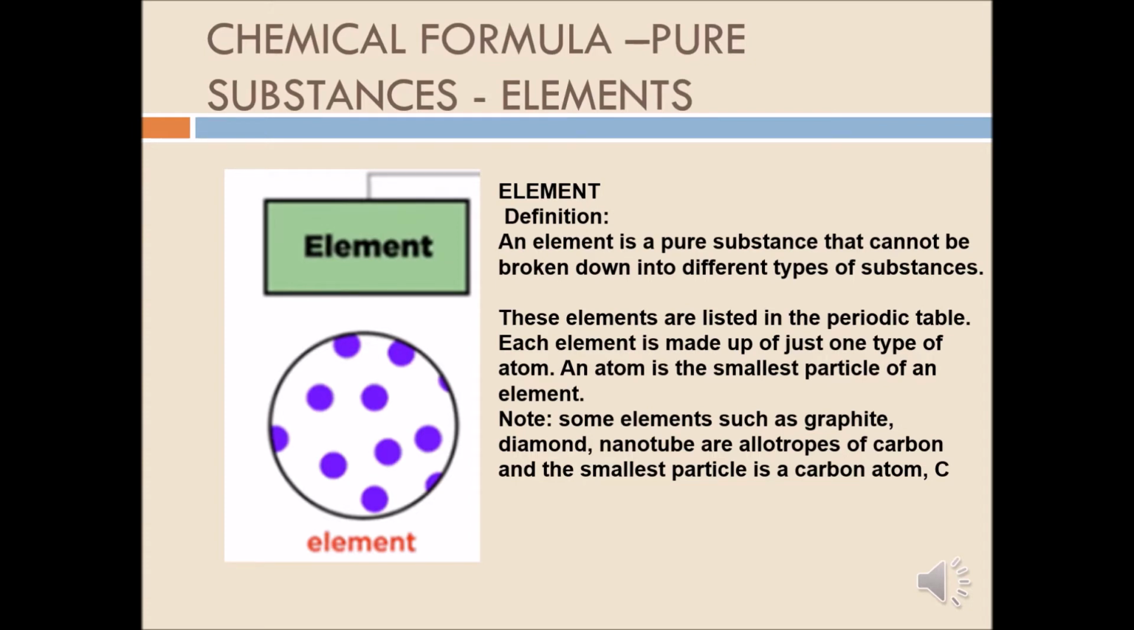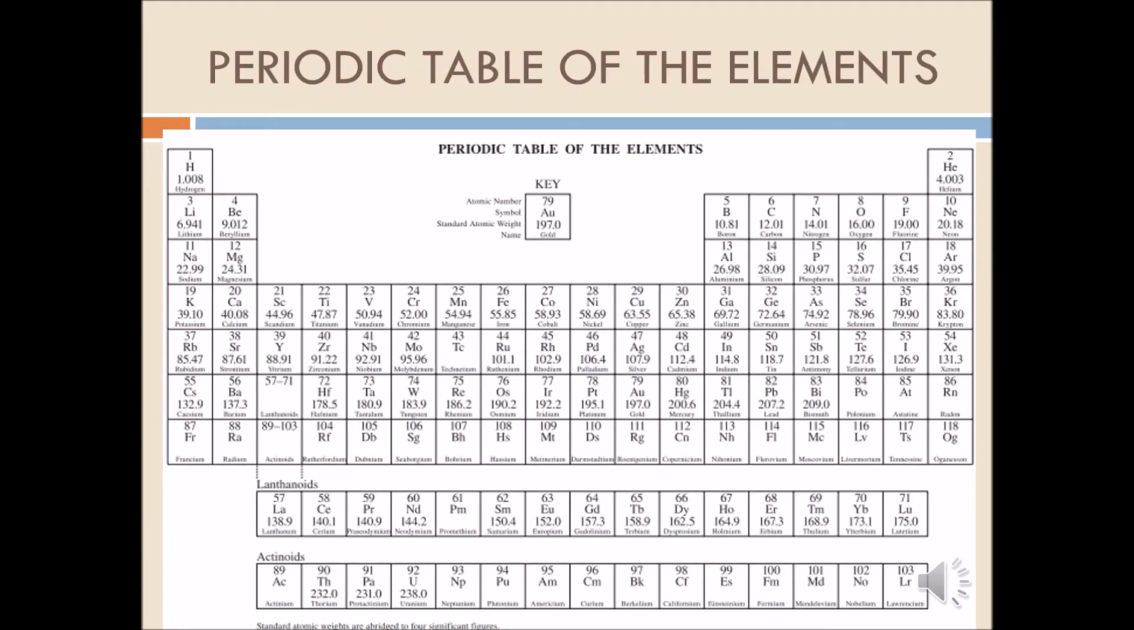Recall the definition of an element. An element is a pure substance that cannot be broken down into different types of substances. These elements are listed in a periodic table. Each element is made up of just one type of atom. An atom is the smallest particle of an element. Some elements such as graphite, diamond and nanotubes are all allotropes of carbon, therefore the smallest particle is a carbon atom. This is the periodic table of the elements, and the chemical symbols are listed on this table.